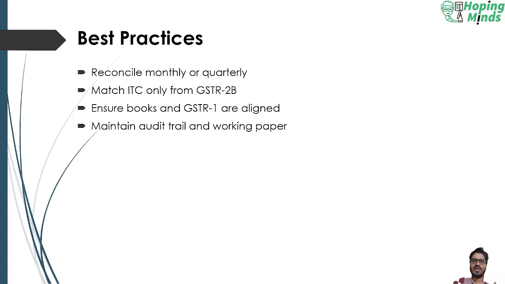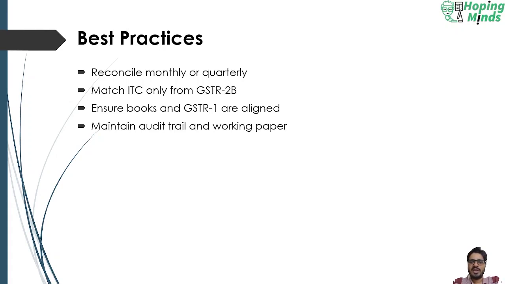Reconcile monthly or quarterly. So the data of our books of accounts must be reconciled with the GST returns on a monthly basis so as to avoid any recurring mistakes and errors in our GST returns. Match ITC only from GSTR 2B. So GSTR 2B is the data which contains the input tax credit details. It must match with the books of accounts.